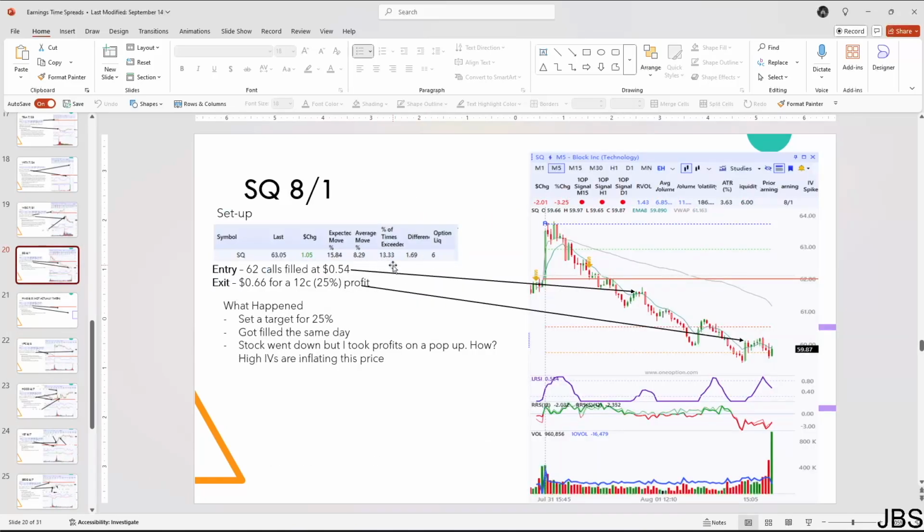So it hits that pretty well. You can see that we do have a times exceeded of about 13%, but a very, very high difference, great option liquidity, and a good price. So we got a nice credit here. I got filled at the $62 calls for a 54-cent debit, and exited later in the day for a 66-cent credit, or a 12-cent profit, 25% profit. This is a same day fill, so if I can get filled same day for 25%, I will take that as a win. We eliminate the overnight risk, and we get a pretty nice reward. So pretty standard play over there.